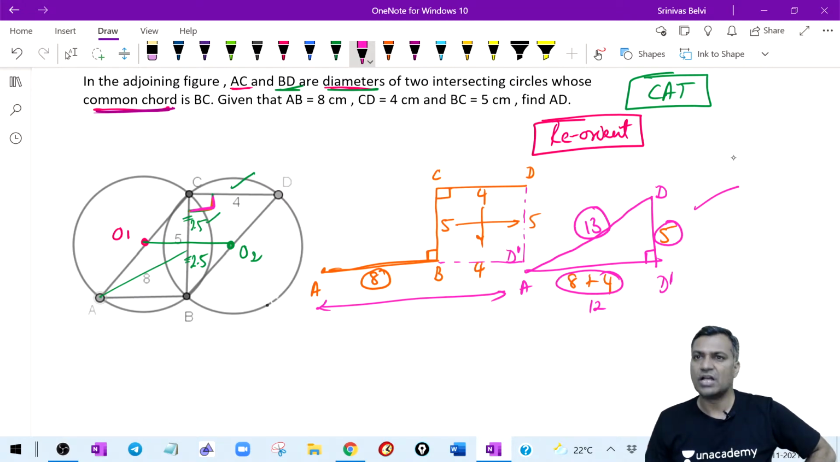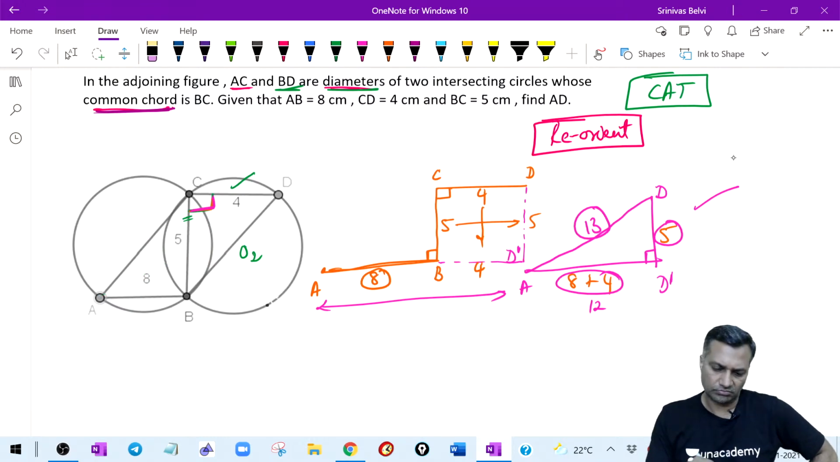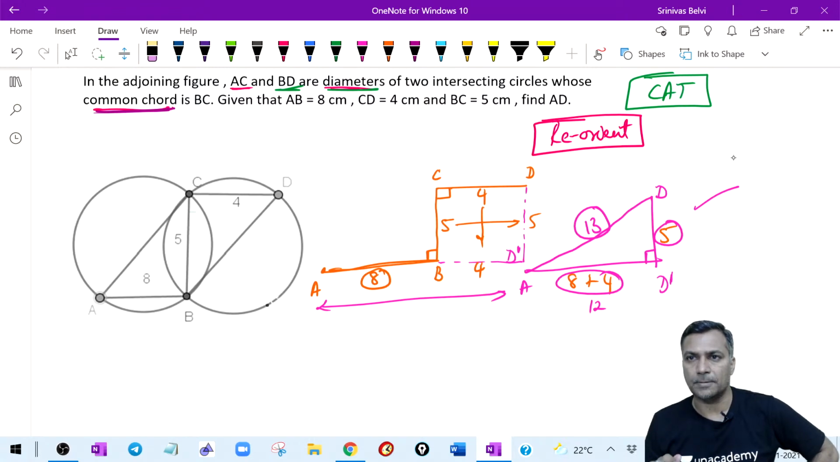Right? Check it out. Will it become 13? Check it out. Becomes 13. Yes.